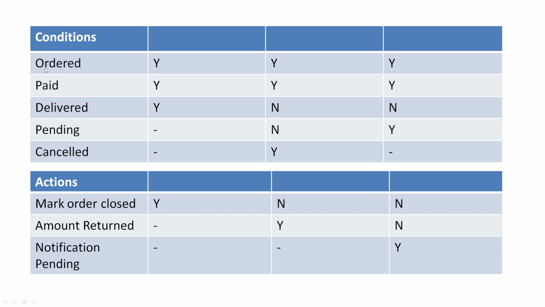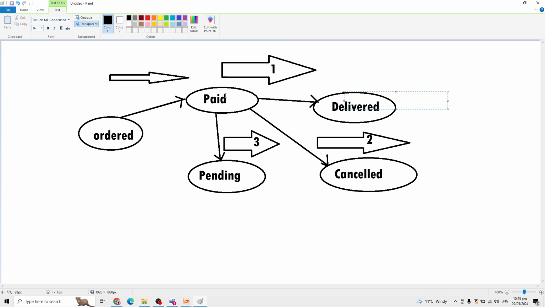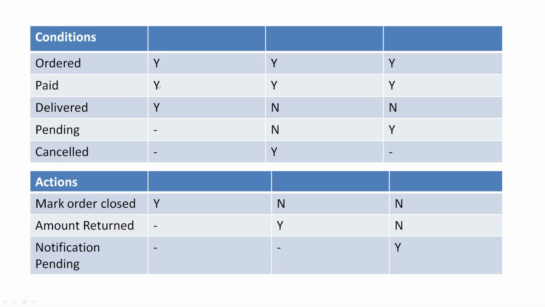So first, I'm just doing the workflows one by three. Because we have three workflows, each column corresponds to each workflow. First workflow: ordered, paid, and delivered. If you don't understand this, look at this. Ordered, paid, delivered. The first workflow has been written here. Yes, I'm ordering, then I'm paying, and then I'm delivering. I'm not doing anything. What is the expected action? The order will be marked as closed.